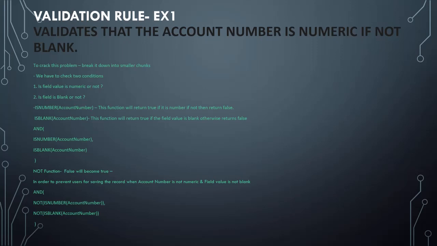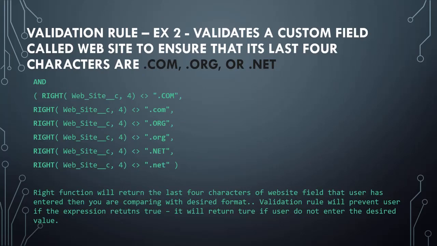And the expression will be like this. The two conditions are NOT(ISNUMBER(account number)) and NOT(ISBLANK(account number)), and it will return true if the user is entering a non-number, right? And it will prevent the user from saving the record. You can try it in your practice org and see how it is working, right? Scenario two.